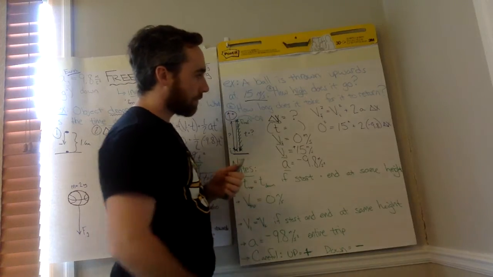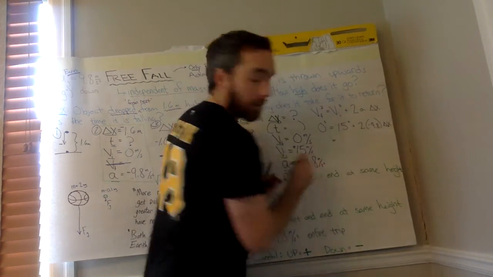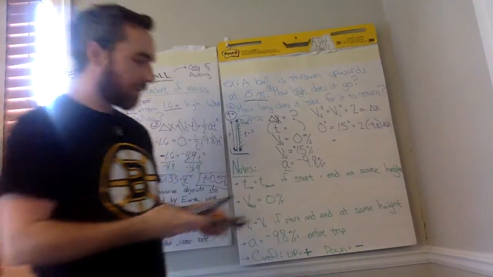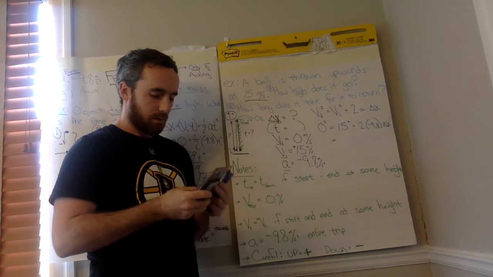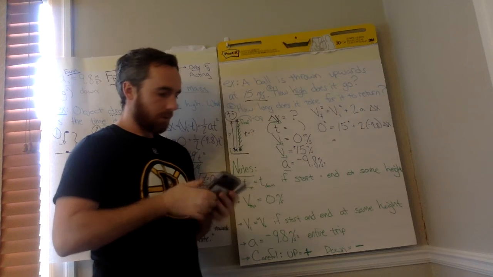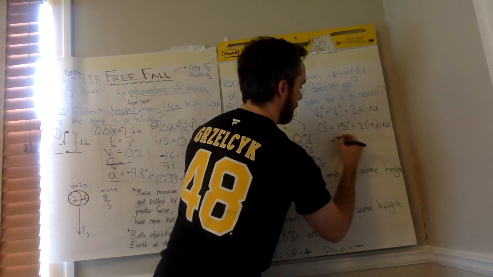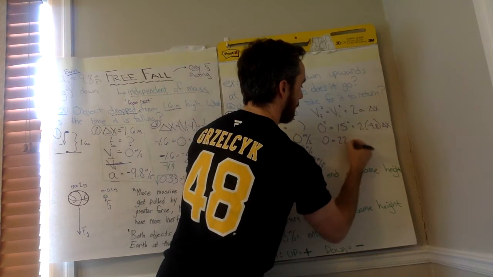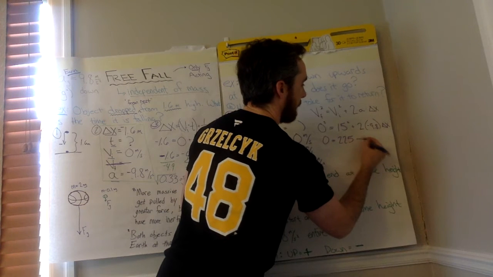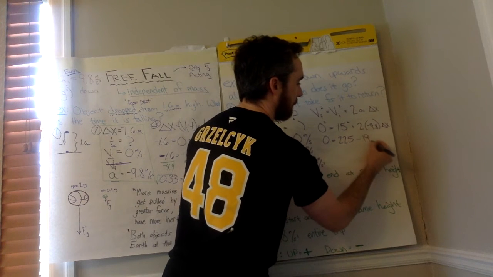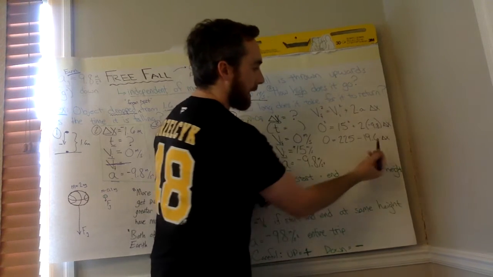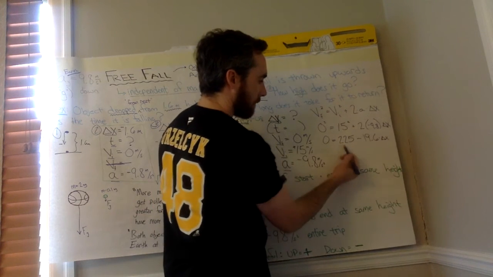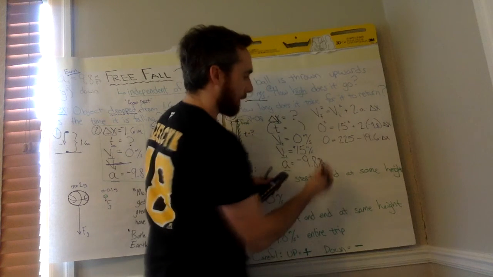All right, we can do some math here. 15 squared is 225. So 0 equals 225 minus 19.6 times change in x. We can't split these two up yet. We gotta subtract 225 from both sides.